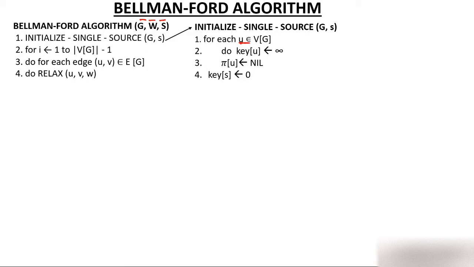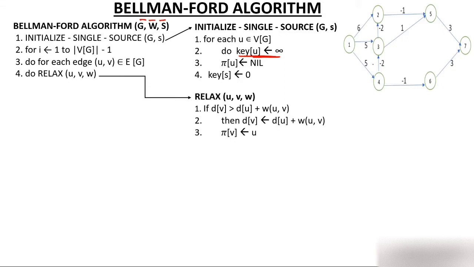That is, for each vertex u belonging to the graph, first you initialize every vertex with infinity, then every parent with nil, that is, you don't have any idea about the parent of anything, and then the source to 0. Suppose you are given a graph. You initialize the source with 0, and for every other vertex, you initialize it with infinity.